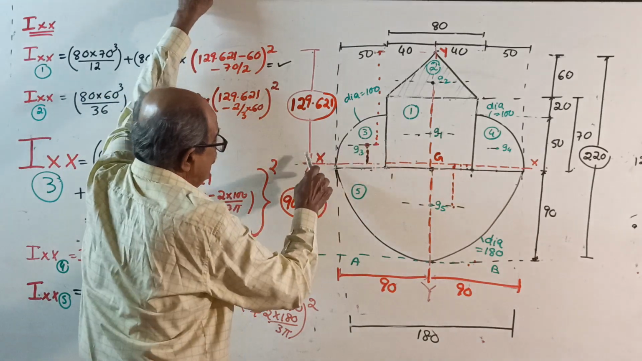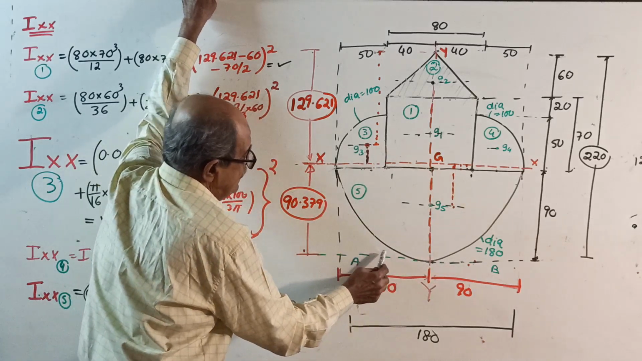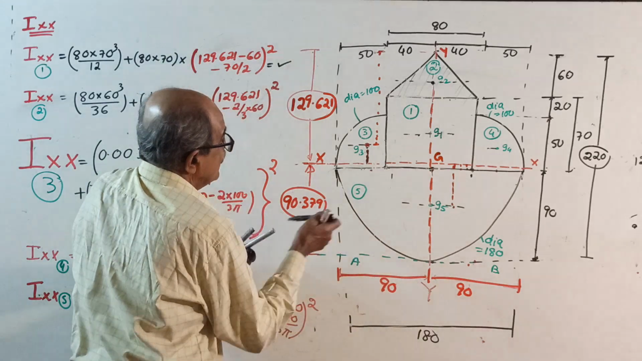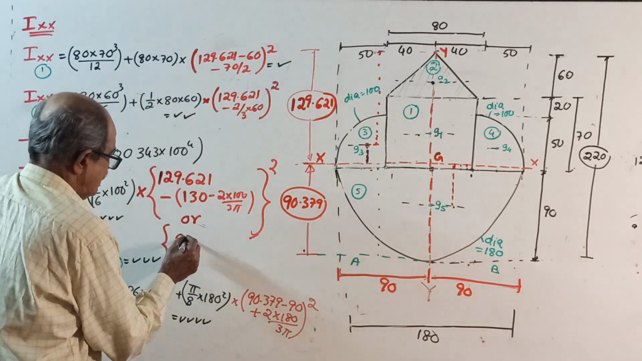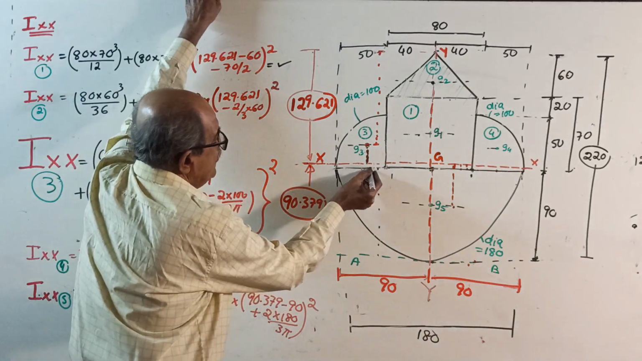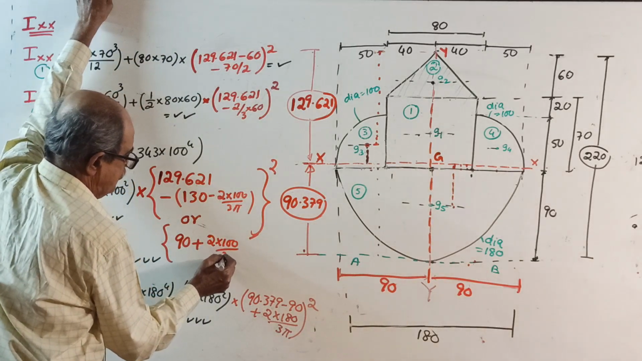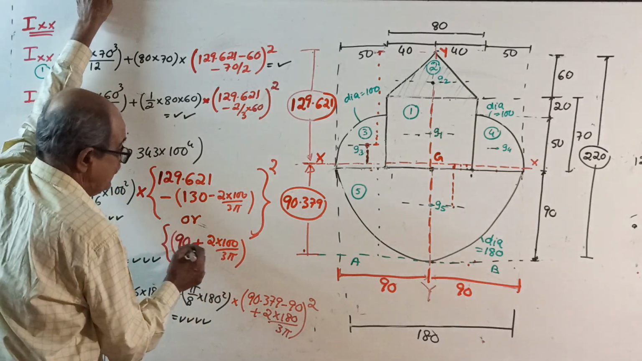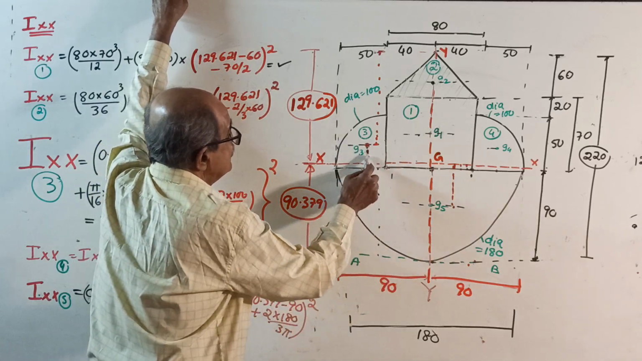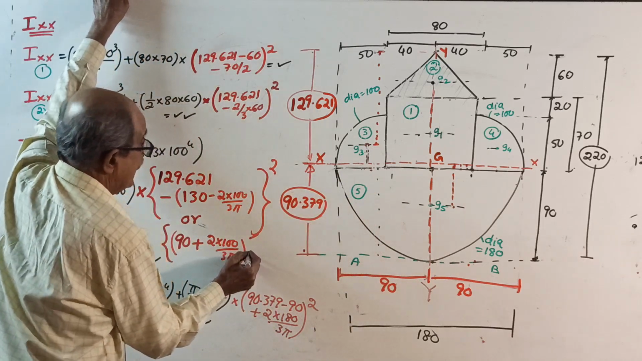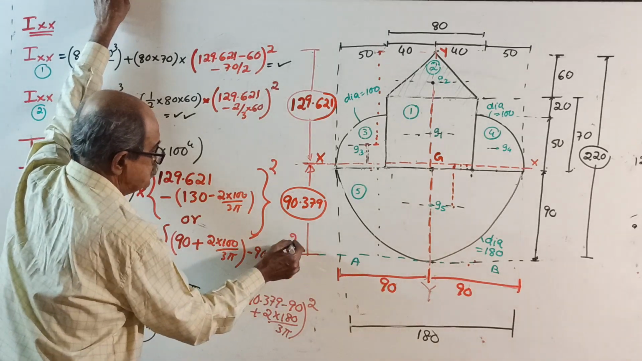From centroid here to the bottom extreme edge, how much is it? 90, see. I'll show once again here. This is 90, plus from here to here is 2d by 3 pi, 2 into 100 divided by 3 pi. Actually, this is your y3 from centroid to bottom edge. So from this distance, subtract how much? Subtract 90.379. That is to be whole square.